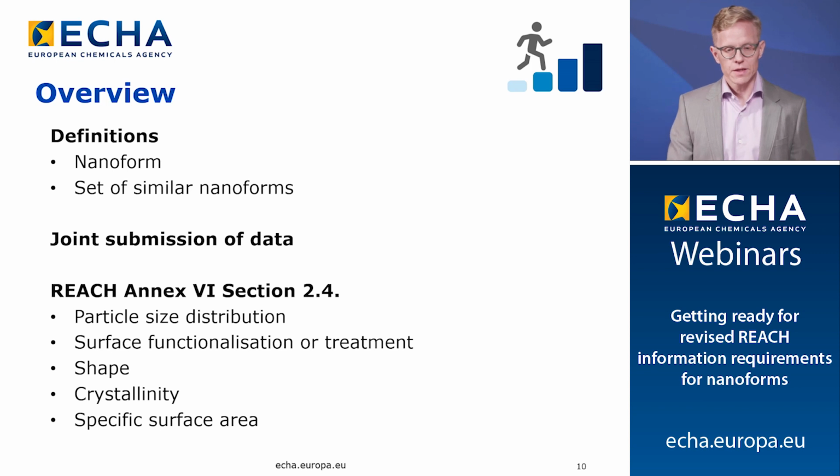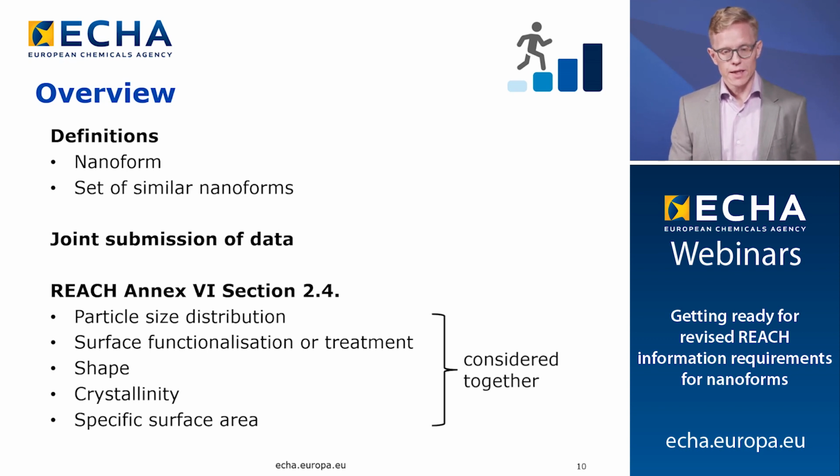I will start by defining the terms nanoform and set of similar nanoforms. Then I will explain briefly how the joint submission of data for nanoforms and sets of nanoforms can be done. Then I will explain in detail the characterization parameters of the nanoforms as defined in the updated REACH Annex 6 and how to fulfill the data requirements for each parameter following the ECA guidance on nanomaterials, which will be published as an appendix applicable to the guidance on registration and substance identification.